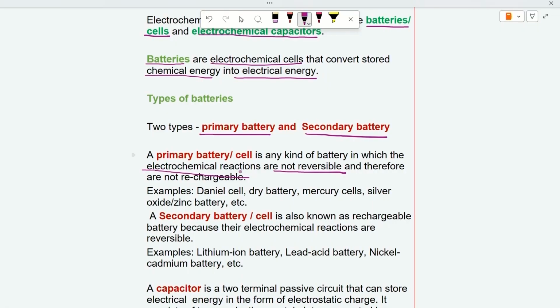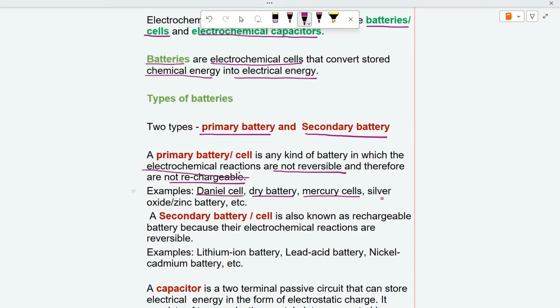So, they are irreversible electrochemical reactions, and therefore, they are not rechargeable. You cannot recharge it. Once it is lost, just throw it away. Okay. Examples are the Daniel cell, which we have already seen in the previous sessions, the dry battery, which we use in our remote controls, then wall clocks, etc.